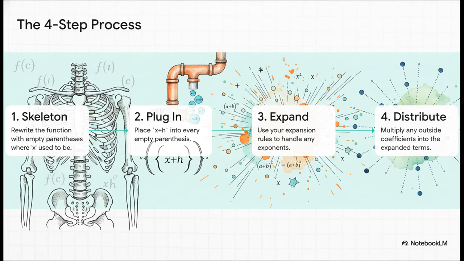It's super simple. First, create a skeleton of the function. Just rewrite it, but with empty parentheses wherever you see an x. Step 2, plug in x plus h into every single one of those empty spots. Third, you expand. This is where you use those rules we just talked about for exponents. And finally, step 4, you distribute any numbers that are hanging out on the outside. Seriously, think of this structure as your safety net. It'll catch those common errors.